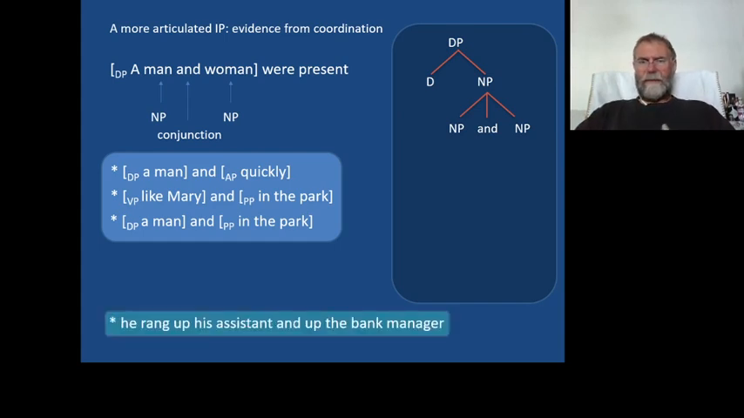But now consider this sentence. Okay, he rang up his assistant and up the bank manager. Okay, now there's something wrong with that, but what is wrong with it? If you look at it, it looks as though we're coordinating two phrases of the same kind. We've got up his assistant in front of the and, and up the bank manager after the and. So it looks, at least on the surface, that we're coordinating two preposition phrases. And they are two phrases which are the same, so there should be nothing wrong with this.